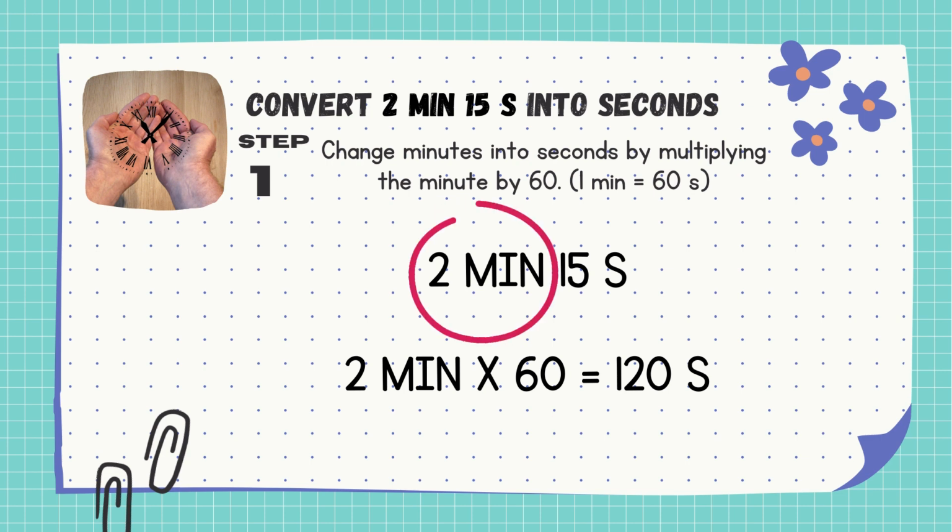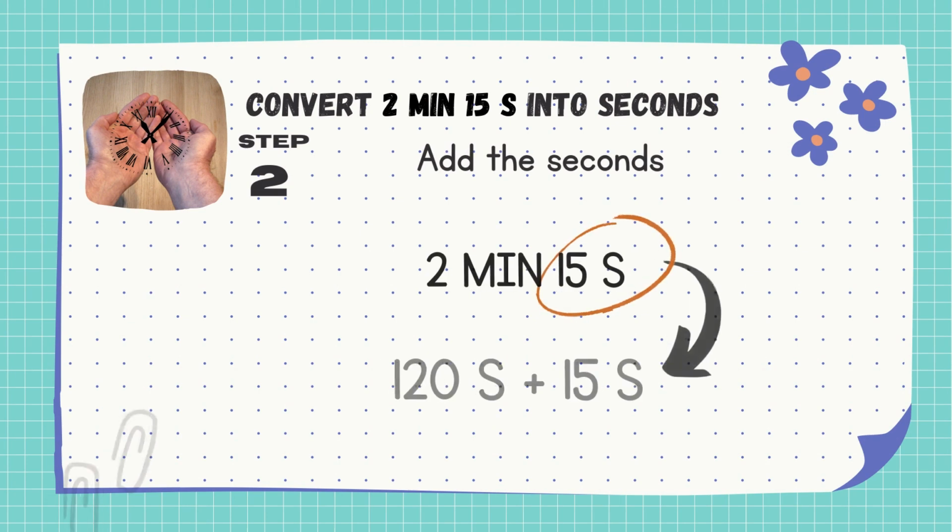Because we want to convert this into seconds, we can see that there are minutes and seconds. So what we do, we will convert the minutes first, okay? 2 minutes converted into seconds, we multiply it by 60. So 2 times 6 is 12, just add 0, so it's 120. So 2 times 60 is 120 seconds.